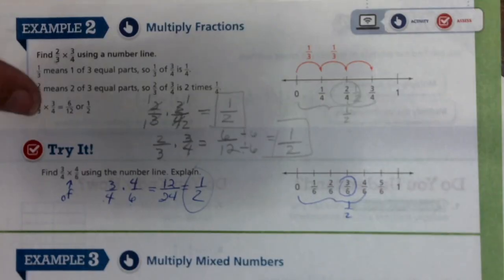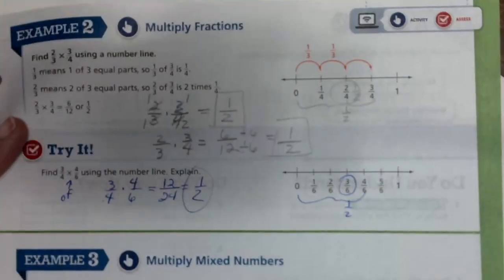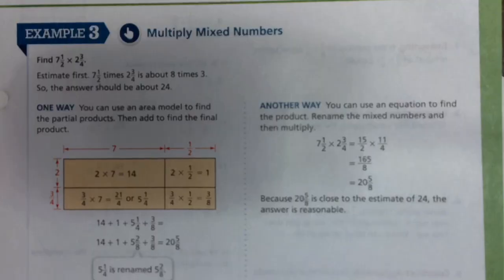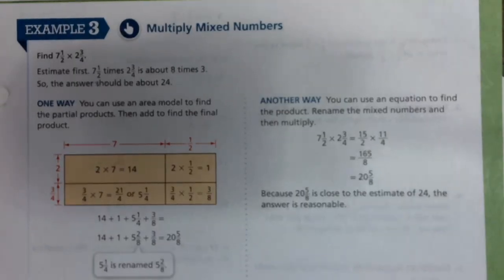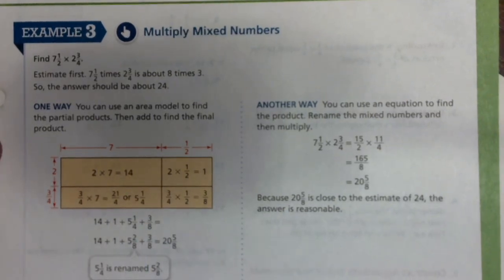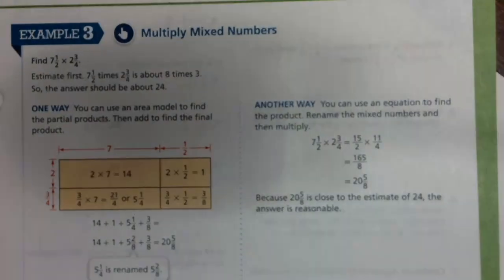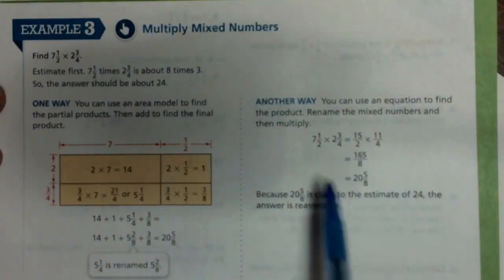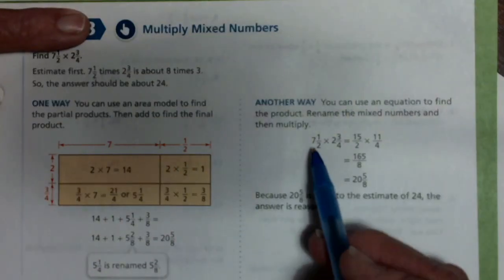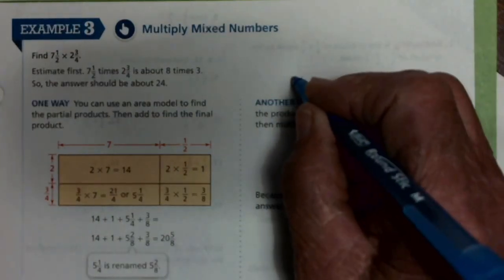Okay, now we're going to go down to multiplying mixed numbers. We're going to do it the very same way. And instead of doing this, I don't want to draw pictures all the time. I want to learn the math rules. So we're going to take 7 1/2, and if you remember how to change mixed numbers to improper fractions, this is an easy way to do it. A lot of people call it the backward C.